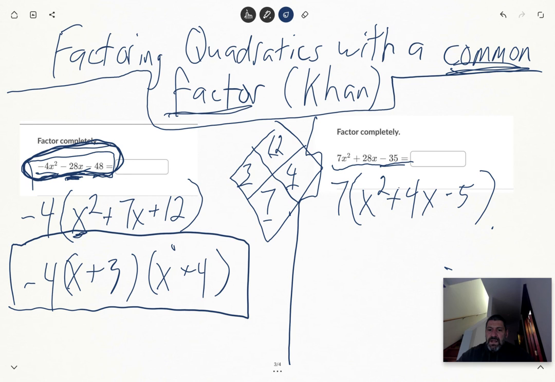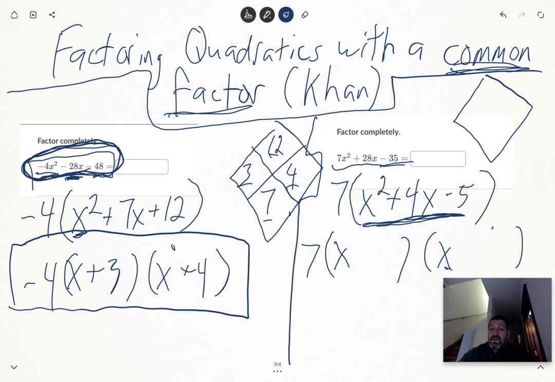Okay, now I can break that down, factor that down. So that's going to break down to 7, and then there will be x plus or minus a number and x plus or minus a number. And I'll put my diamond up here. Okay, and what number goes on top? That negative 35 goes on top, and the 28 goes on the bottom.